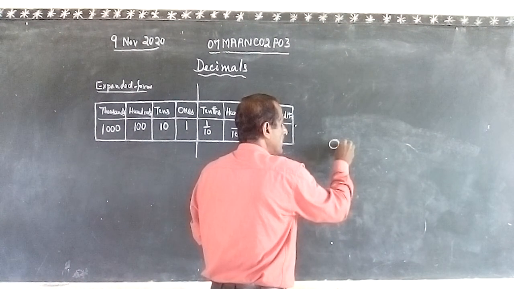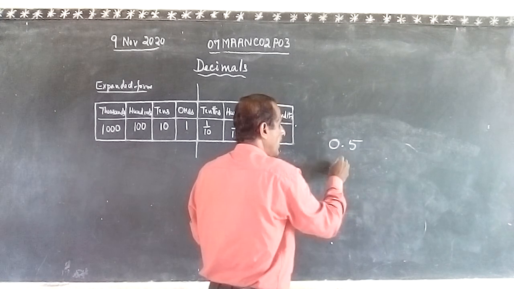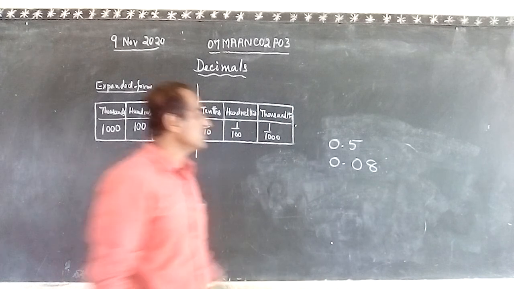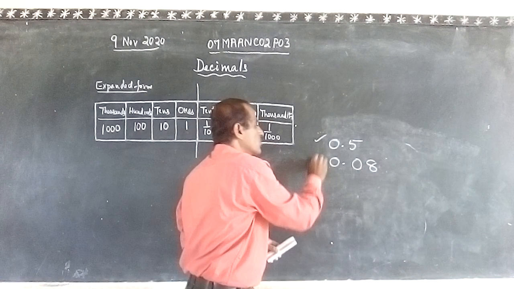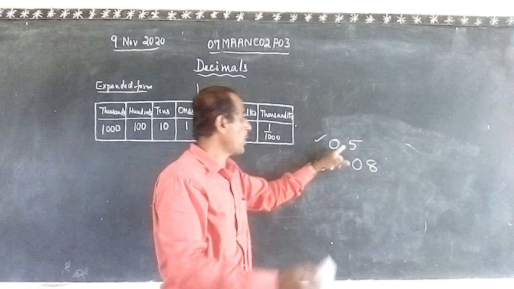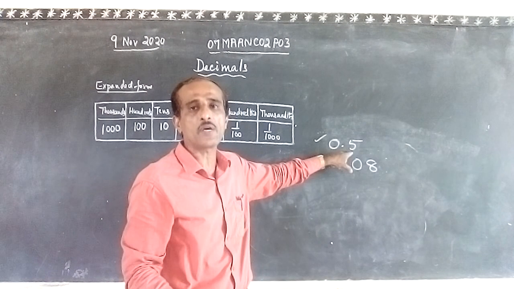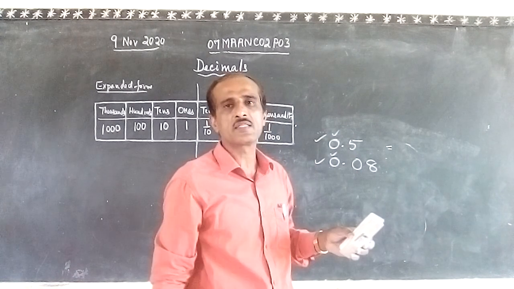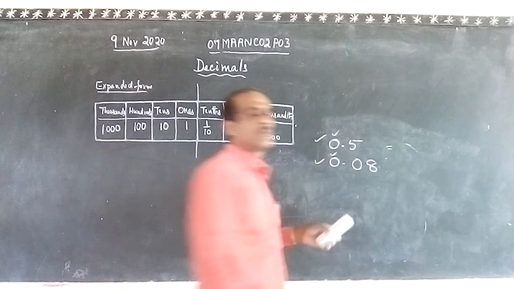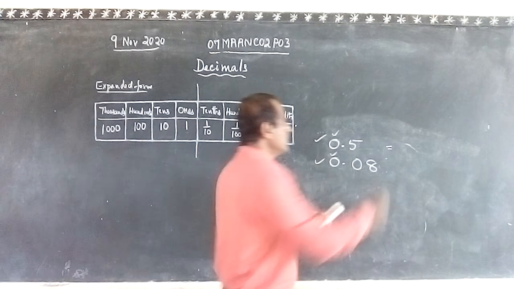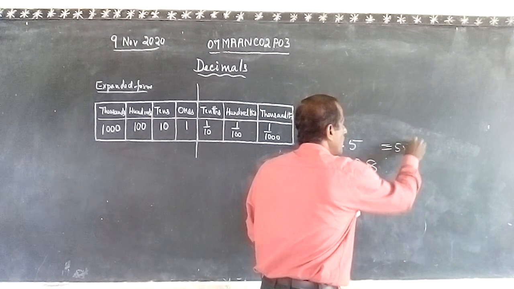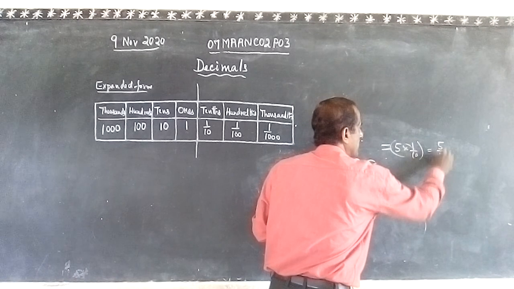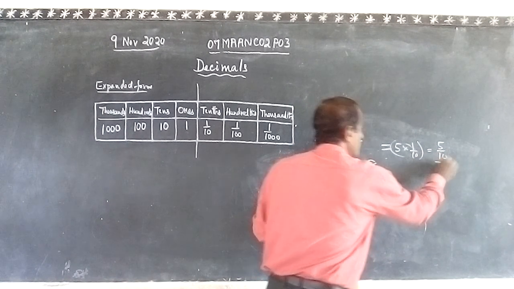Suppose I write one number like this, 0.5, and another, 0.08. What is the meaning of this? Which is greater, this one or this one? Look at this. Here 0.5. Soon after the decimal point, there is 5. See, there is no whole number. In both the numbers, it is 0. Let us count the decimal part. 5 into 1 by 10 is what? 5 into 1 by 10 is 5 by 10. The answer is 5 by 10.